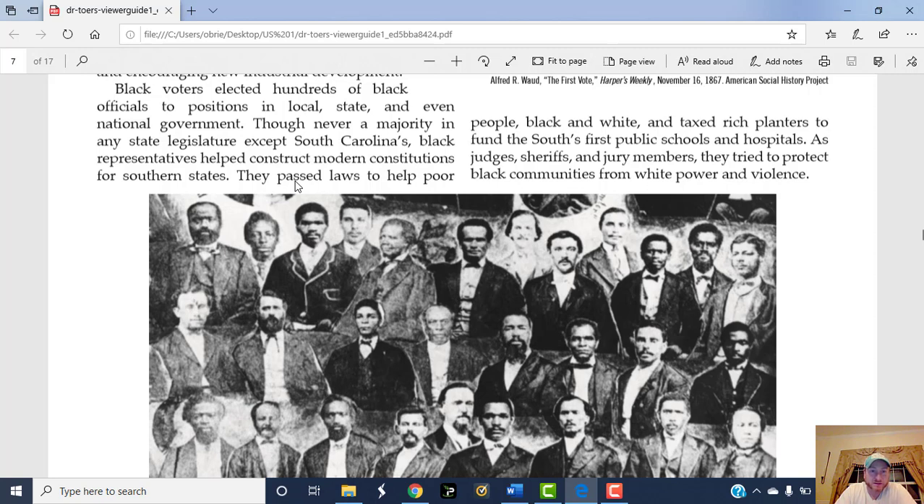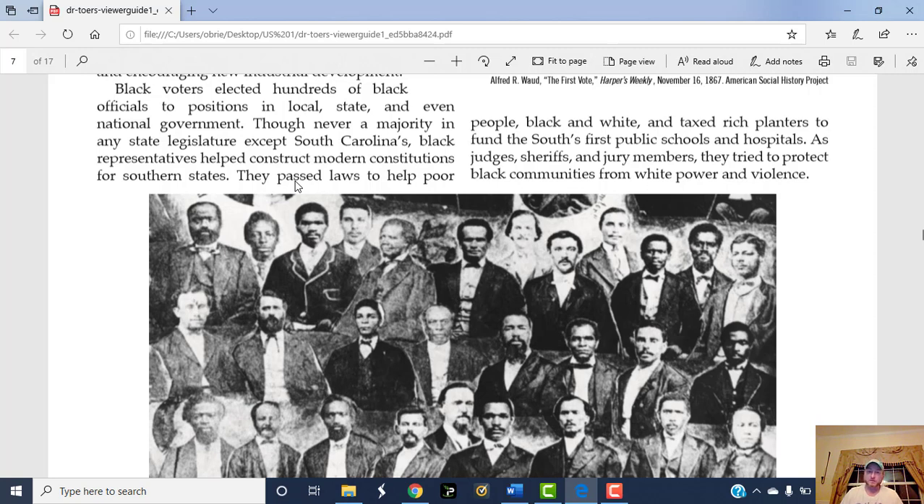So black voters elected hundreds of black officials to positions in local, state, and even national government. Again, this is during congressional Reconstruction. To be sure, the only state in which the state assembly was majority African American during these years was South Carolina, which is the next sentence. Though never a majority in any state legislature except South Carolina's, black representatives helped construct modern constitutions for southern states.